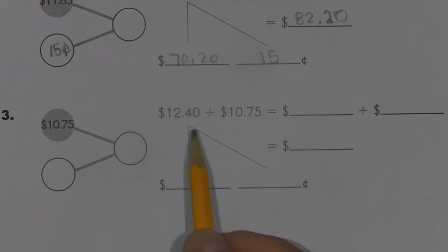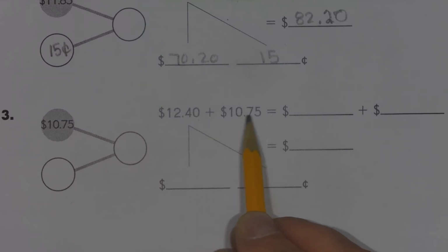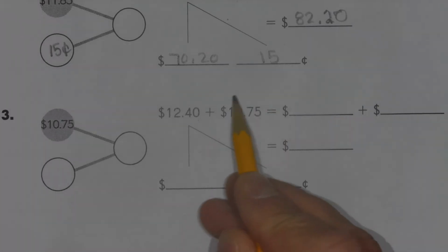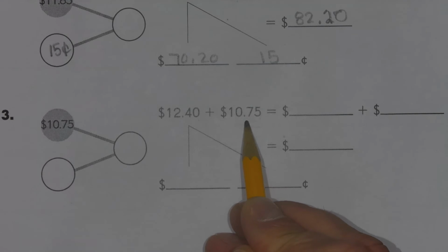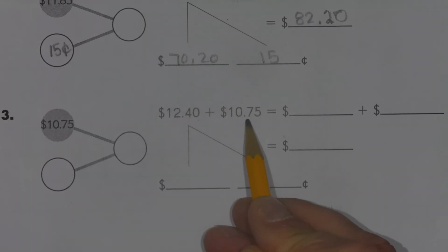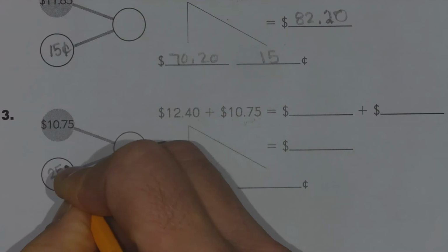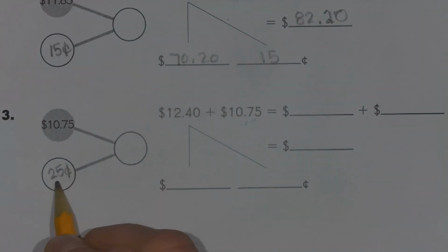So again, they're telling me to add $12.40 plus $10.75. And they're telling me I want to make this $10.75. I want to make that $11. They don't say it directly anywhere, but that's what they want. So I know to get from $10.75 to $11, I need 25 more cents. So I'm going to take my 25 cents here. So now I know that's what I need.